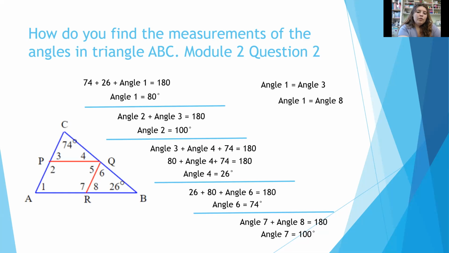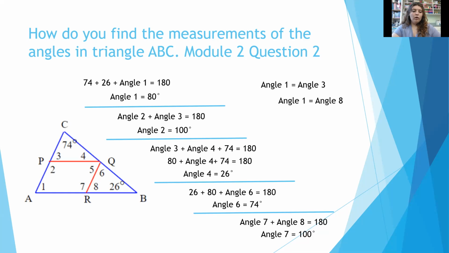Then we're going to go up here, and angle 2 plus angle 3 is equal to 180 degrees. And so for angle 3, we found out that it was the same as angle 1, so it was 80 degrees. And 180 minus 80 would be 100. So angle 2 is 100 degrees.